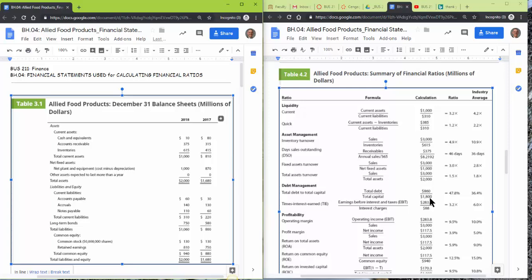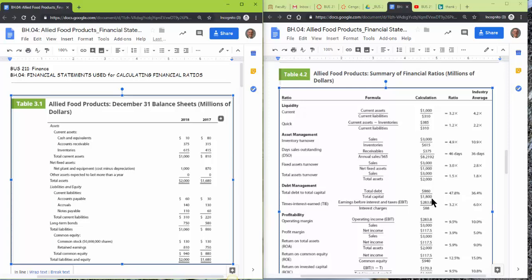The denominator of this ratio will be the total of the debt, which we already calculated at $860 million, plus the total of the common equity. $940 million plus $860 million produces the $1.8 billion of total capital for the denominator.